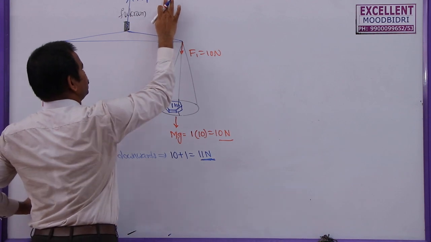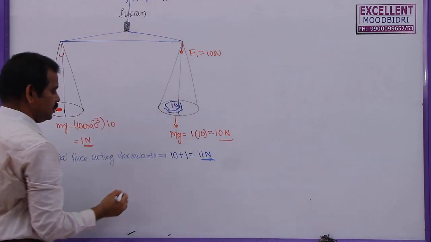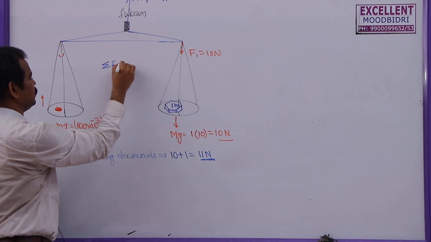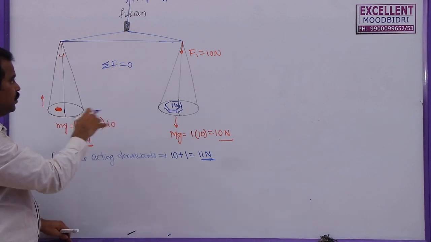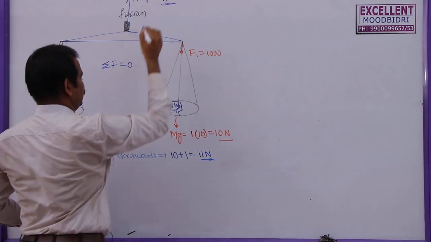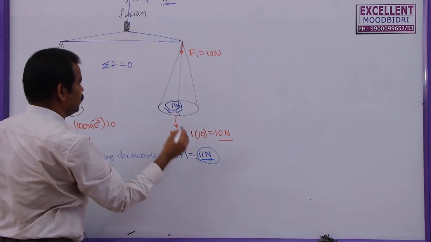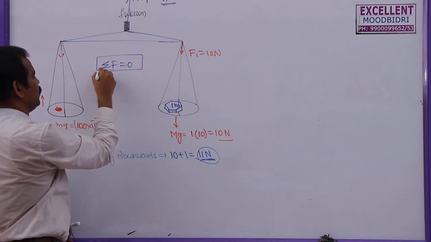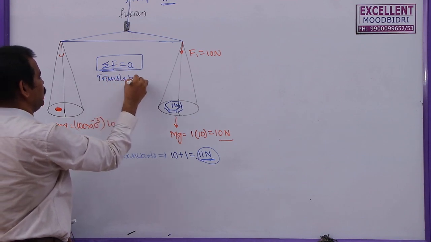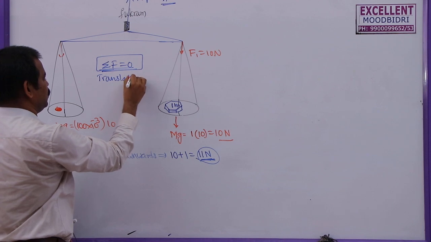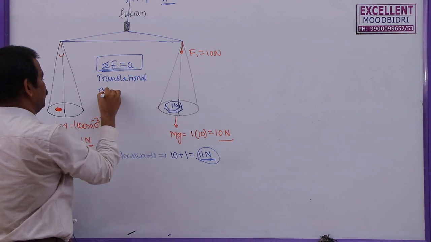If the applied force is exactly equal to 11 Newtons, then the net force acting on the system, that is the sum of the upward forces, is equal to the sum of the downward forces. Upward force 11, sum of the downward force is also 11, then the net force on the common balance will be 0. Then it is said to be in translatory equilibrium or translational equilibrium.